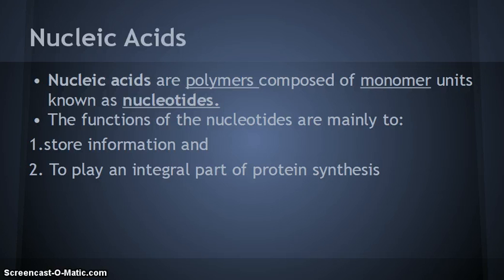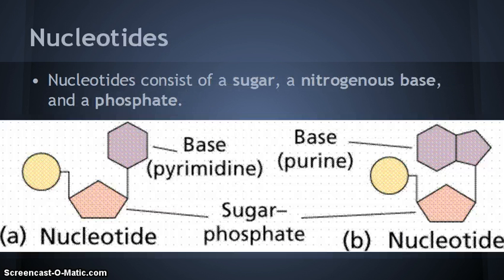Okay, so nucleic acids. Nucleic acids are polymers composed of monomer units. So we're still on these macromolecules of polymers. They're composed of monomer units known as nucleotides. And the functions of nucleotides are to store information and to play an integral part of protein synthesis. And later in the year, we will talk about exactly what protein synthesis is. Just know it is pretty much what it sounds like. We're making proteins. So a nucleotide right here consists of a sugar, a nitrogenous base, and a phosphate. So as you can see, we have our base, our sugar, and our nitrogenous base.